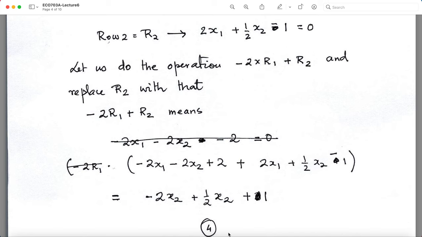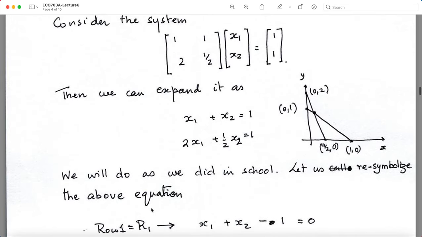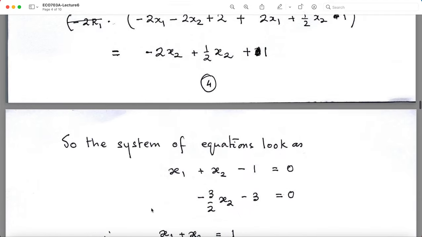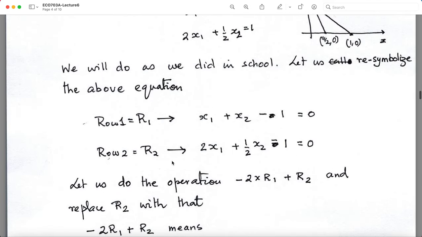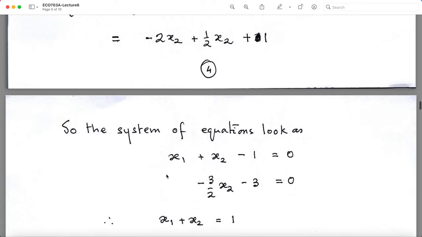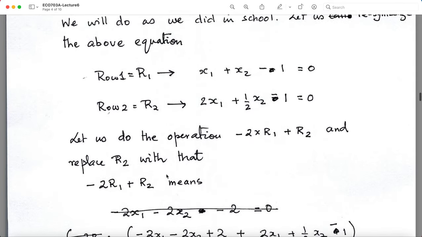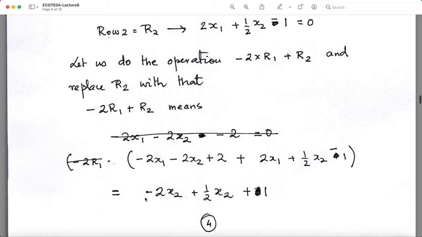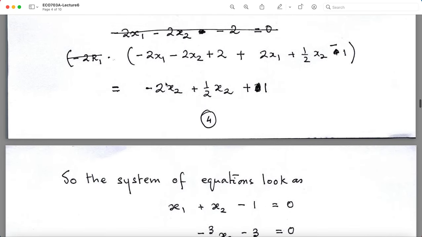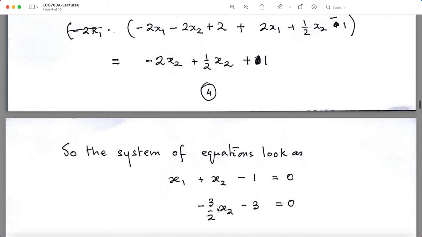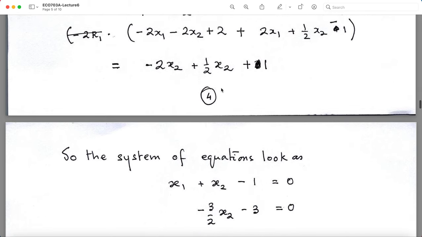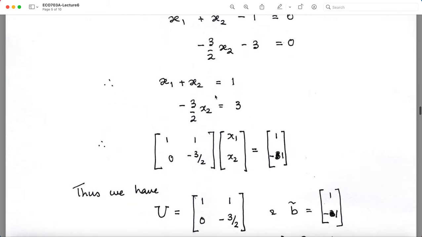So with this, I want to replace row 2. So row 2, this whole thing, is now replaced with minus 2x2, plus half x2, plus 1. So I am replacing row 2 with this. If I add up these two things, it will give me minus 3 by 2 x2. So this will be plus 1. I have made a mistake here. It's not minus 3. This plus 1 is plus 1. Here also it should be minus 1.